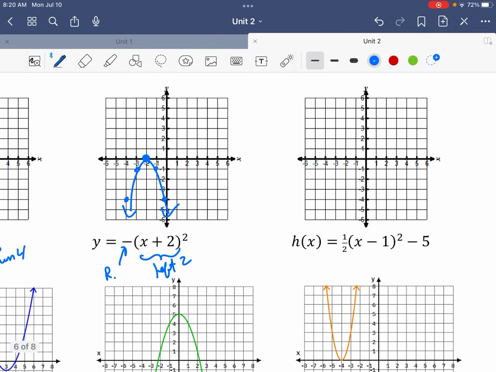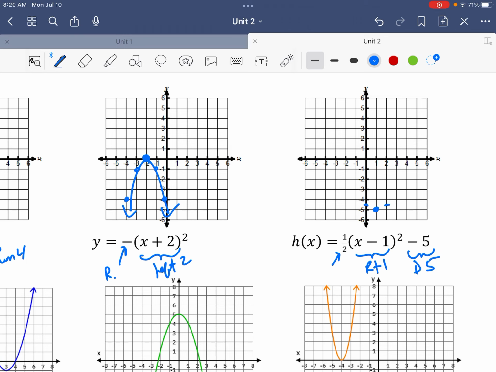All right, here we got a lot going on. We have a right 1 and a down 5. All right, and then I have a vertical dilation by a factor of 1/2, or basically a shrink. Everything's half its height. So right 1 down 5 is kind of the important one to get me to start. And instead of going 1, 1, I'm going to go 1 and then a half.